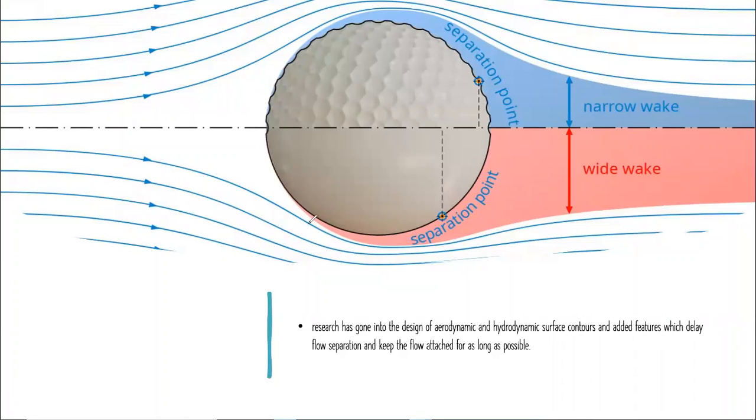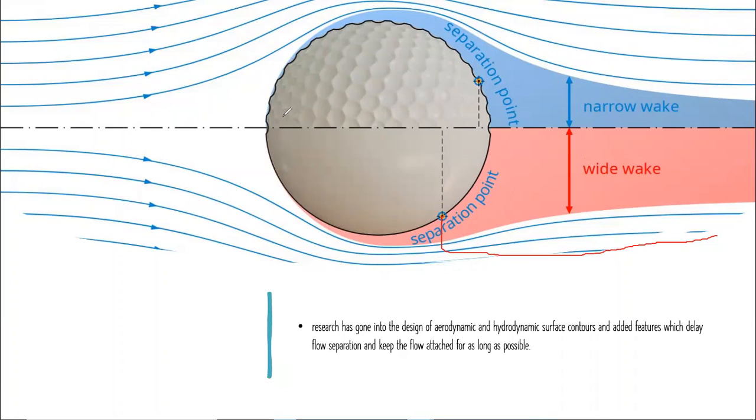Without dimples, the boundary layer started from here. This is where the separation point occurs. From this part, the separation increases, and here the pressure increases hugely. And this is the wake happening here, the wide wake.